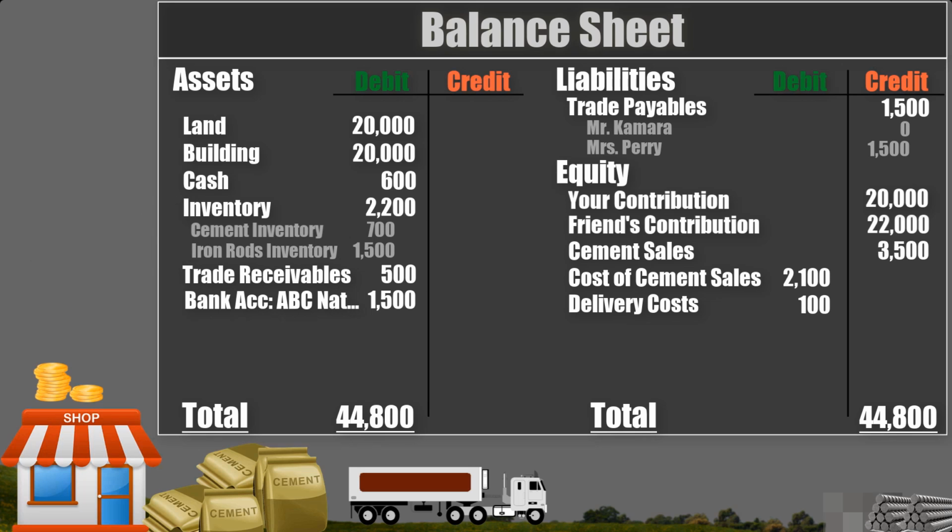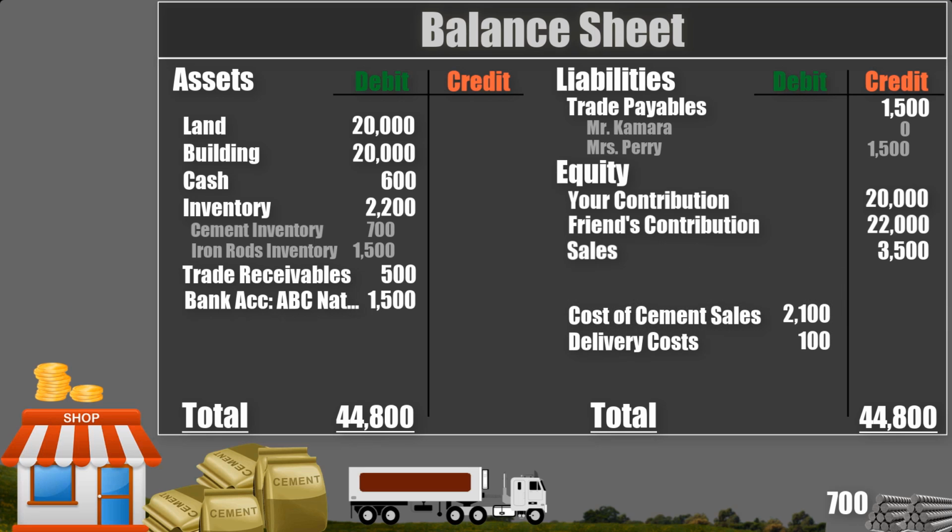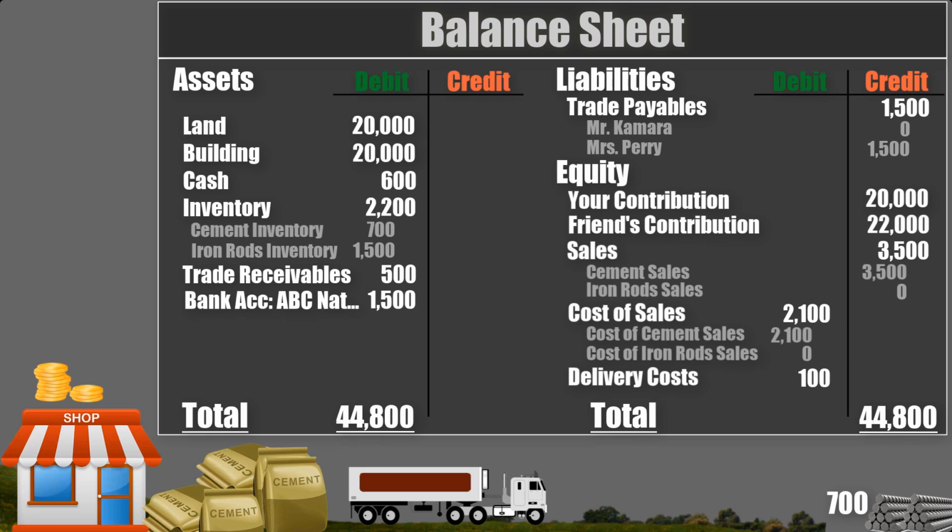Next, you sell 1 bundle for $700 on account. Since we only have a cement sales account, we have to create one for iron rods. We create a sales master account and include cement sales under it. We also create a sub-account for iron rods sales. We do the same for the cost of sales.